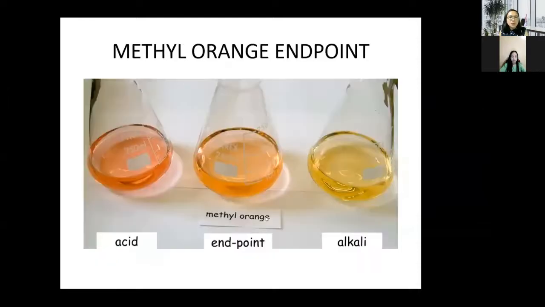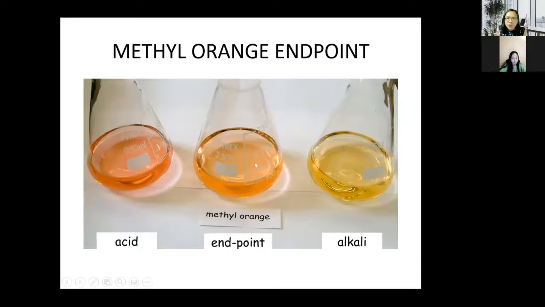Okay. So for our case in the experiment, we use methyl orange. Maraming titrations. Ang pinaka-common na ginagamit sa strong acid, strong base is phenolphthalein. But in our case, we use methyl orange as our indicator. So, ano yung color? That's a peach color yung ating end point.